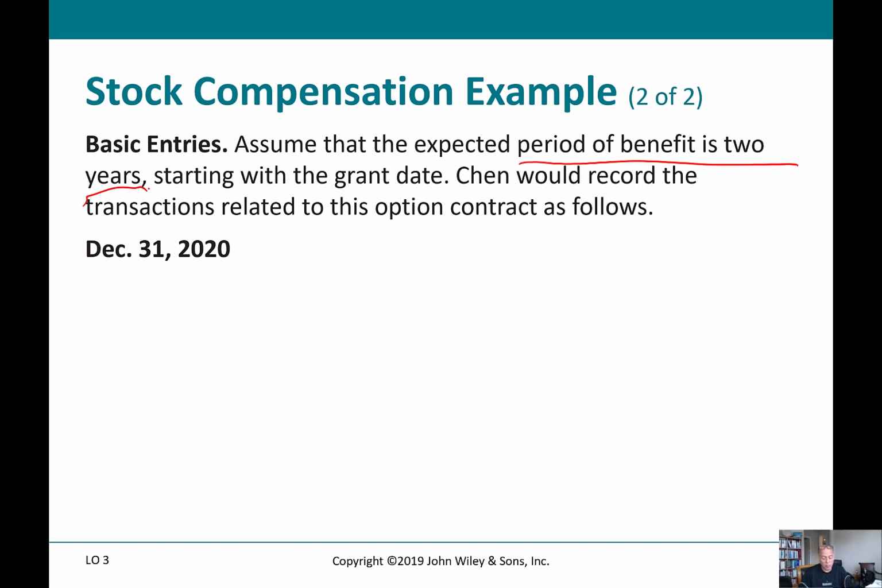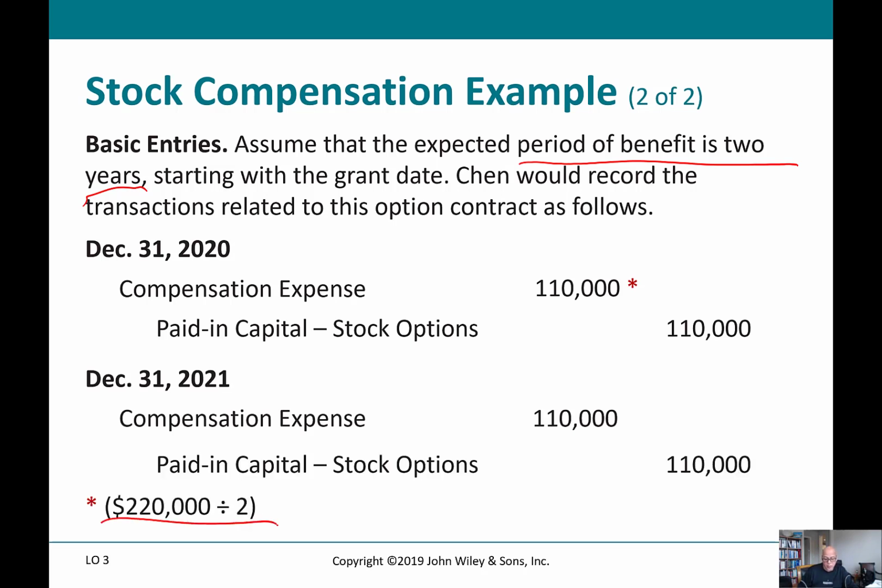And so since the expected period of benefit is 2 years, and we have this $220,000 value that we gave to the options, we simply take that $220,000 divided by 2, and we take compensation expense in each of those 2 years, allocating it over that sort of arbitrary 2 years of benefit thrown out in this problem. Okay, income statement, stockholders' equity, the balance sheet here. In stockholders' equity, we credit paid-in capital stock options. Okay, so what's going to happen? Now those stock options are sitting there, and at some point the employees would probably go ahead and exercise those options.